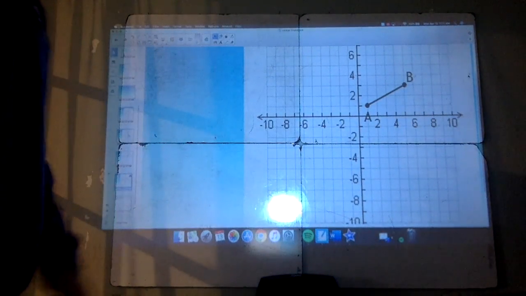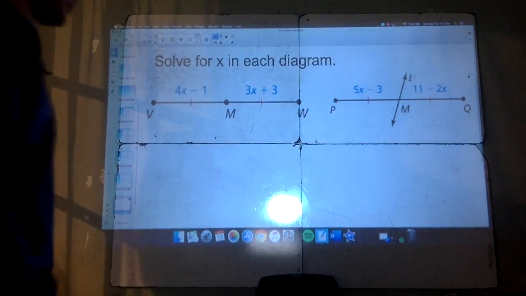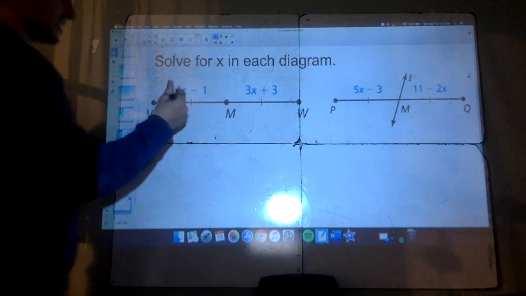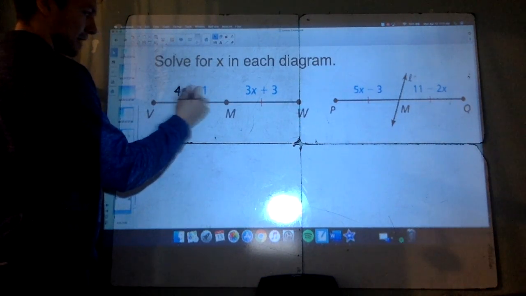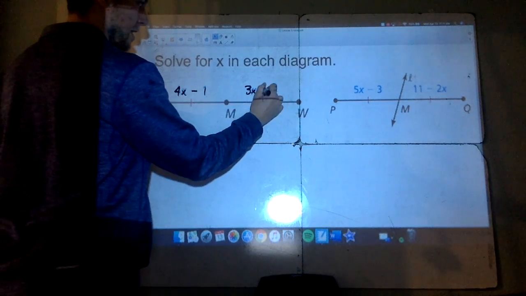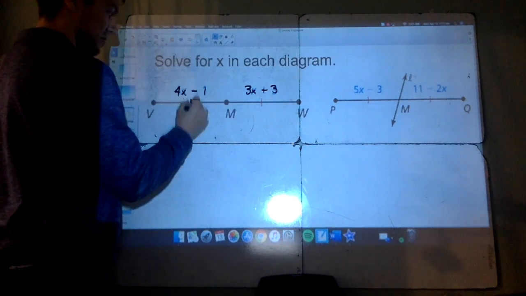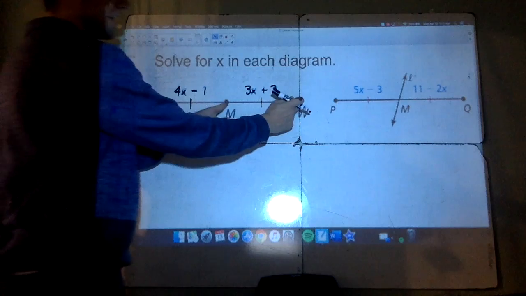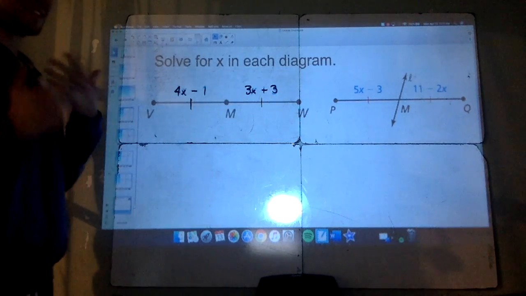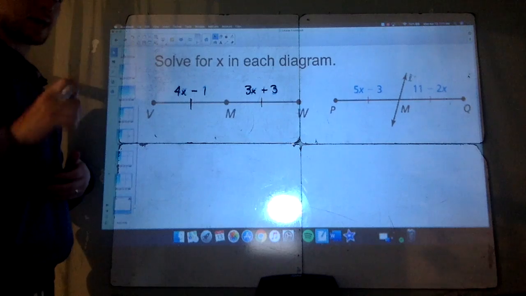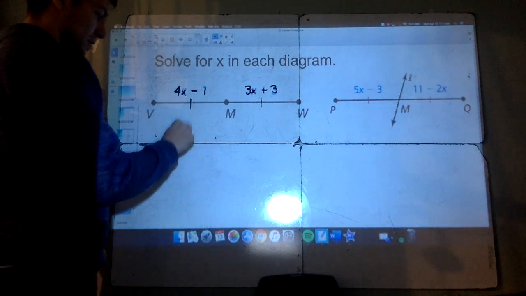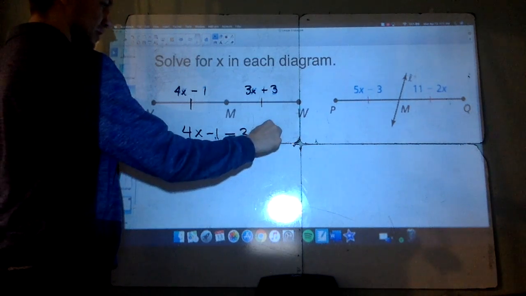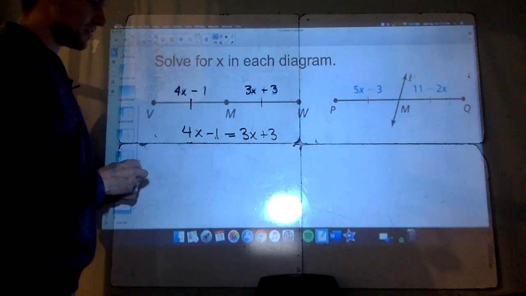The last part of this midpoint work is we're going to solve for x in each diagram. So if you can see, here we have 4x minus 1, 3x plus 3, and there are these 2 tick marks right there. That means this line is the same length as this line. What's a word for the same in math? Equal. So we're going to write 4x minus 1 equals 3x plus 3. And we can solve this equation now.